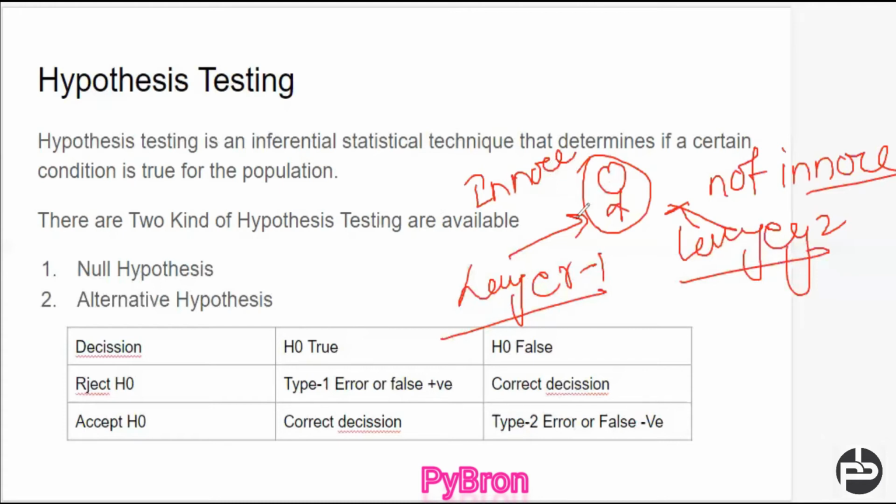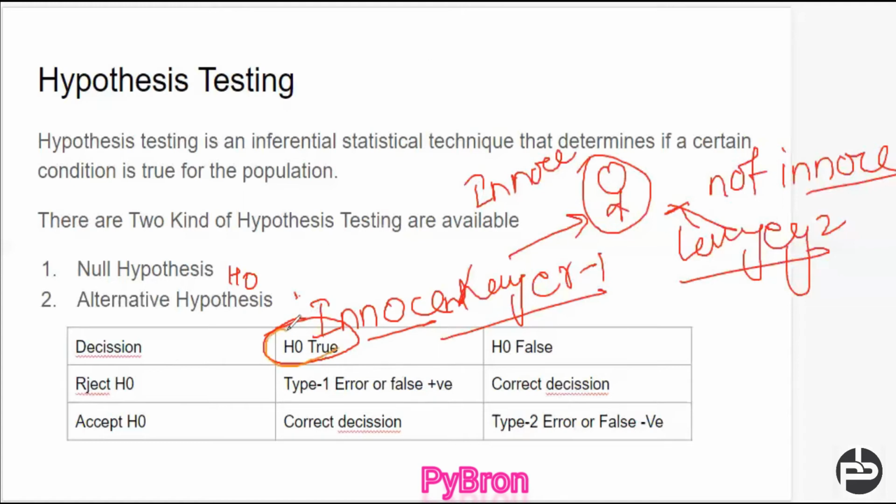Our null hypothesis is saying that the person is innocent, okay. The null hypothesis is represented by H naught, and the alternative hypothesis is represented by H one. H naught true means the null hypothesis is true, right? Means the person is innocent. So here we have proved that the person is innocent, means the null hypothesis is true.